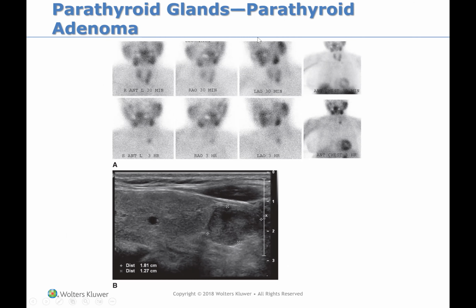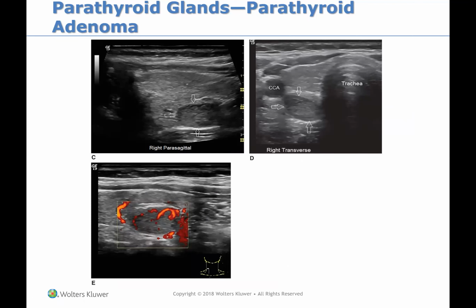So this is posterior to the thyroid gland here, and this is an adenoma. This is a new bed. Here's another image of it. So you can see on the right transverse here, it's posterior. Here's the CCA, and then medial to that, closer to the midline by the trachea, you're going to see that mass. And when there is an adenoma, it makes it a lot easier to see than if there isn't.